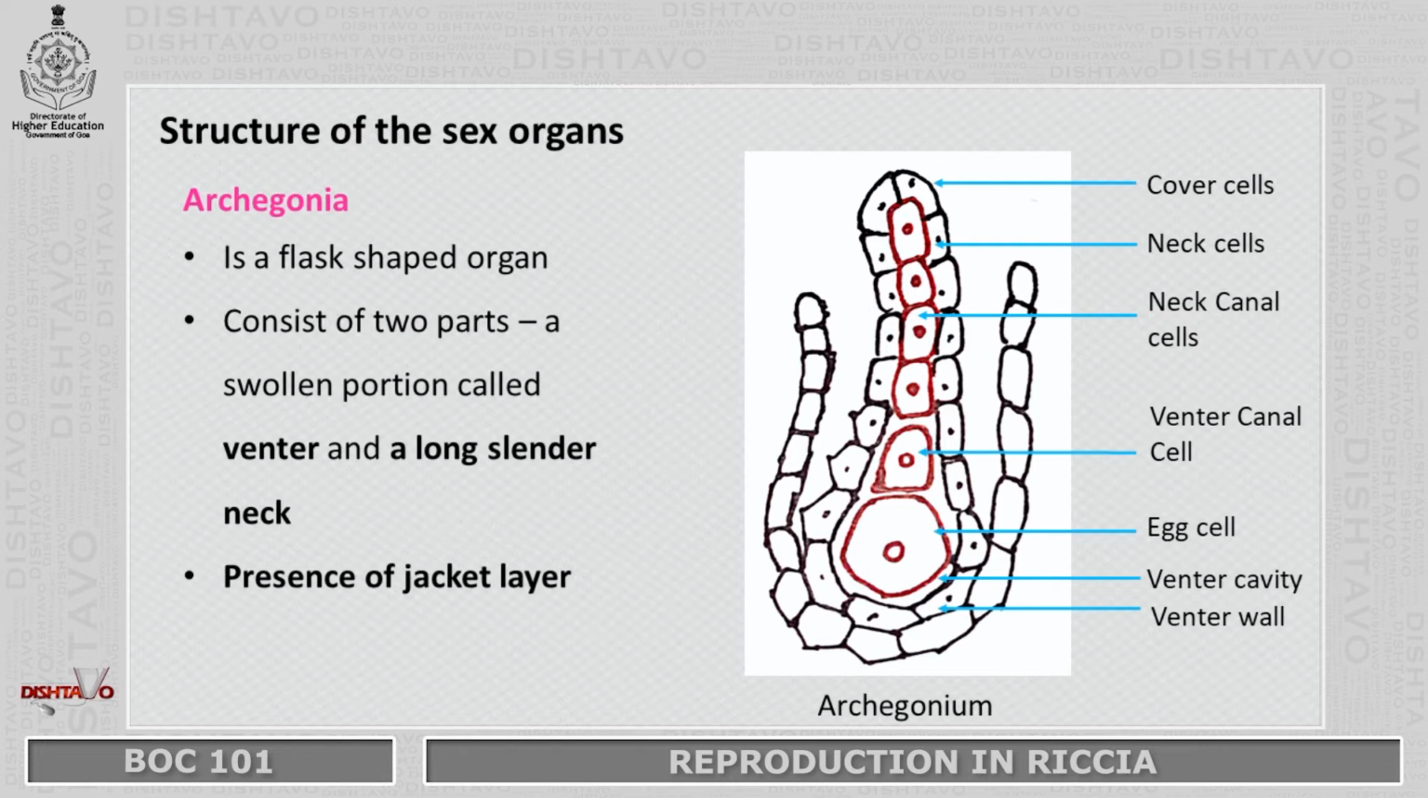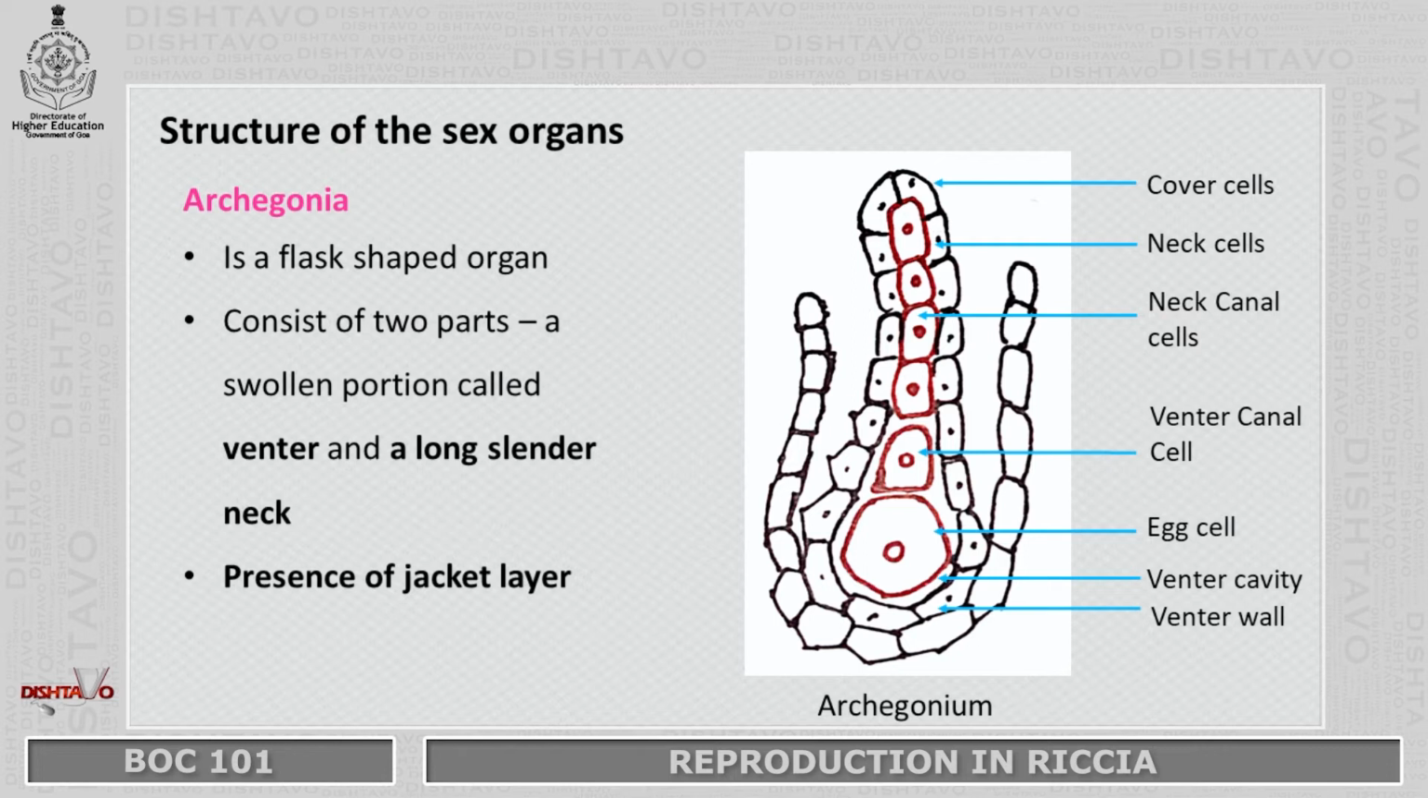It is a flask-shaped organ and consists of two main parts: a swollen portion called the venter and a long slender neck. It shows the presence of a distinct jacket layer. In the picture, we can see the structure of the archegonia. As we have already seen, it will basically consist of two parts.